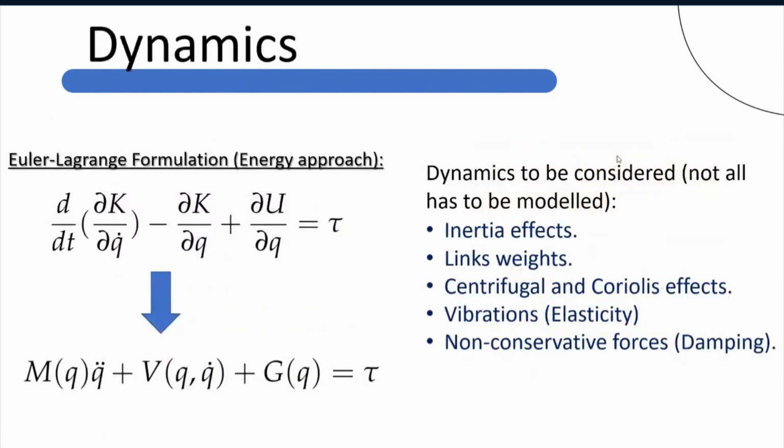And once we are done with the kinematics, we move into the dynamics. There are mainly two approaches to realize the dynamics of the robot. One is called the Newtonian-Euler approach, and the other is called the Euler-Lagrange approach. The Euler-Lagrange approach is more practical for our case because in the Newtonian approach, we have to deal with each link individually, like having the free body diagram of each link.